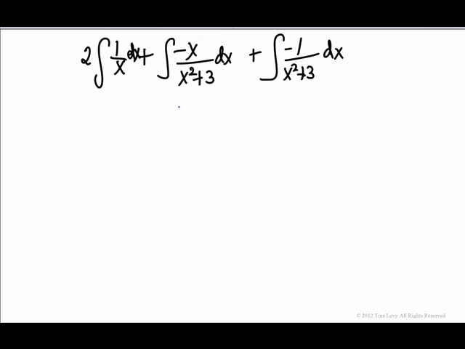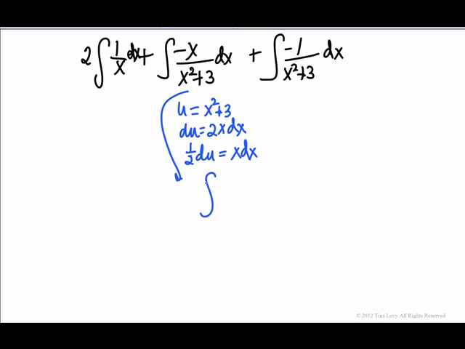Okay, so this will be a u substitution. U will be x squared plus 3. So du is 2x dx. So a half du is x dx. So this integral will just be negative a half, because of the negative there, du over u. So it's negative 1/2 the log of absolute value u.